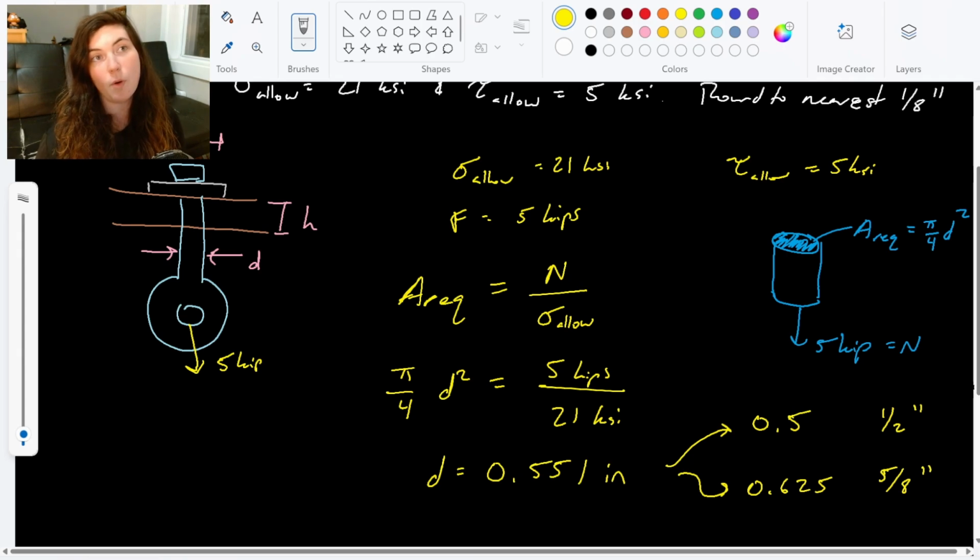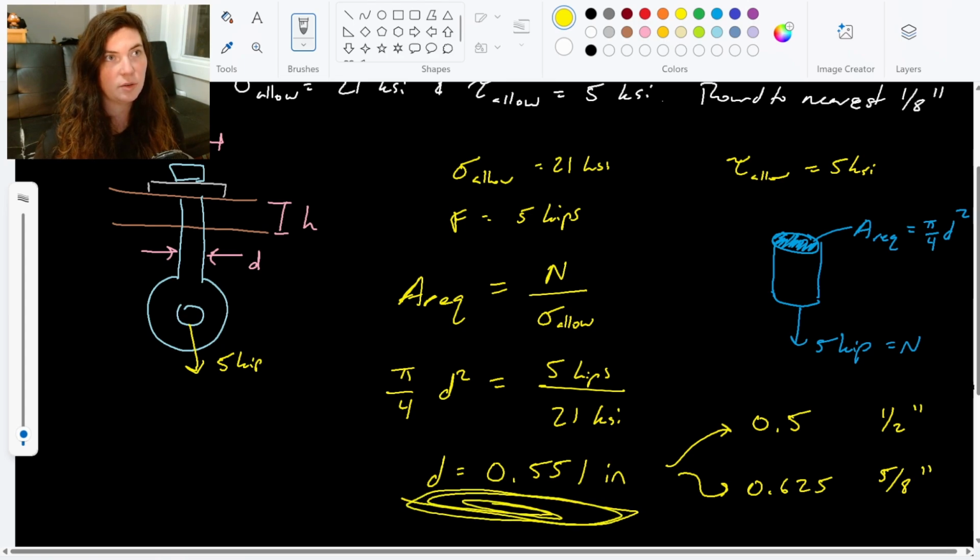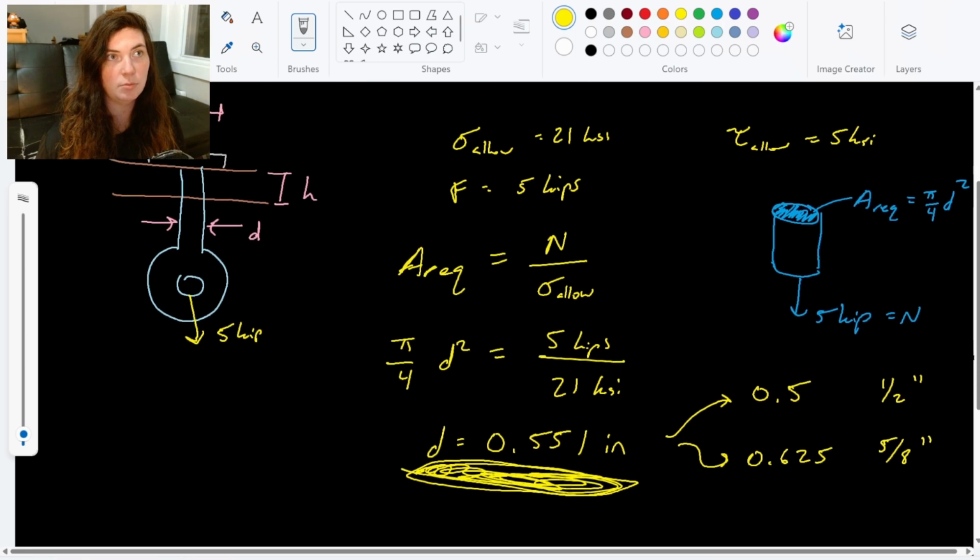You might think the 0.5 is technically closer, right? It is technically nearer to 0.5 than it is to 0.625. But this is a minimum required diameter. This is going to be a minimum required diameter for us, right? The area required so that we hit this allowable stress. If we do an area less than that, then we would get closer to a failure stress. So this is a minimum diameter for us.